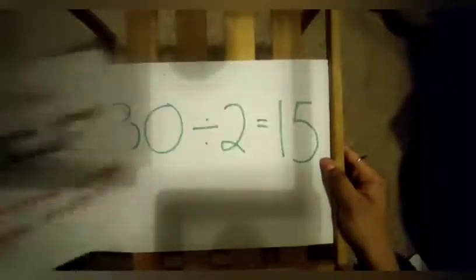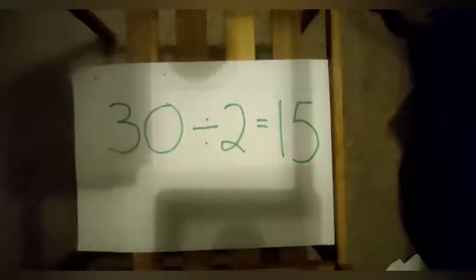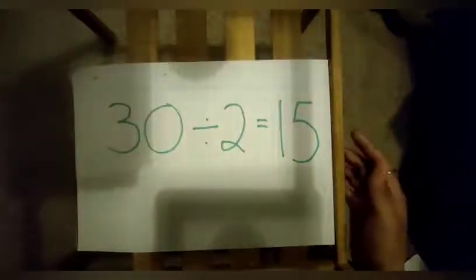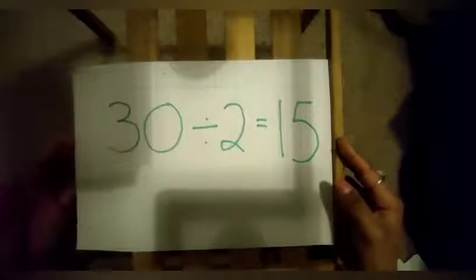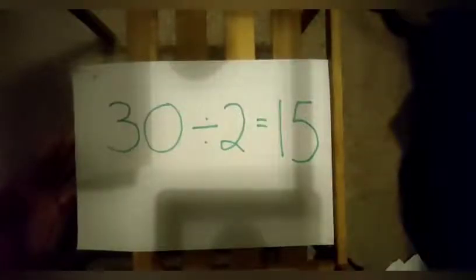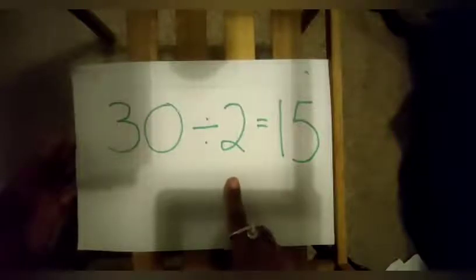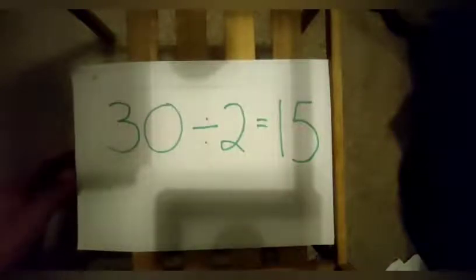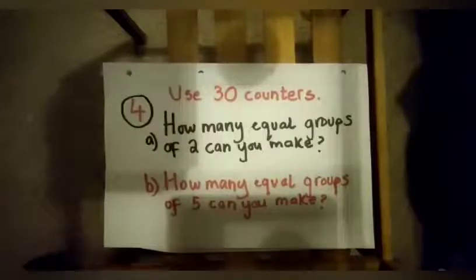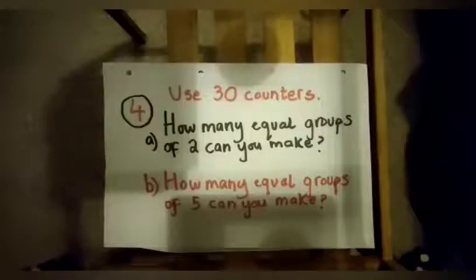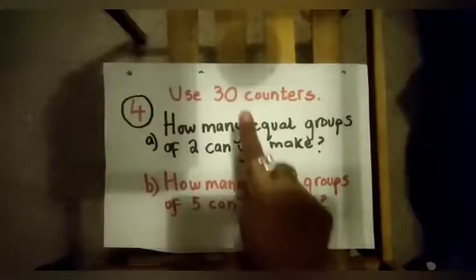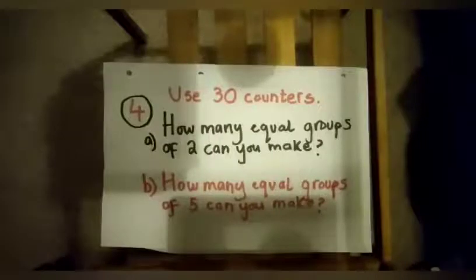Okay, so when we divide 30 by 2, we get the answer of 15. So we can say that we have 15 equal groups of 2. Finally, we're going to have a look at question 4b. Now, question 4b asks you, how many equal groups of 5 can you make using a total of 30 counters?